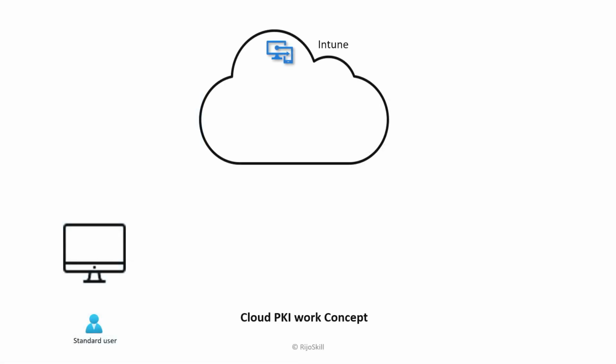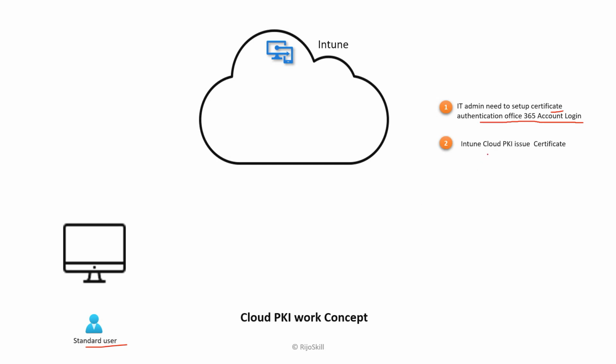First we will discuss the basic concept of how Cloud PKI works. You can see here one of the standard users. The IT admin needs to set up certificate authentication for Office 365 account login. So this is your standard user, and the user needs to log in to office365.com using their certificate authentication. So how can we do this?